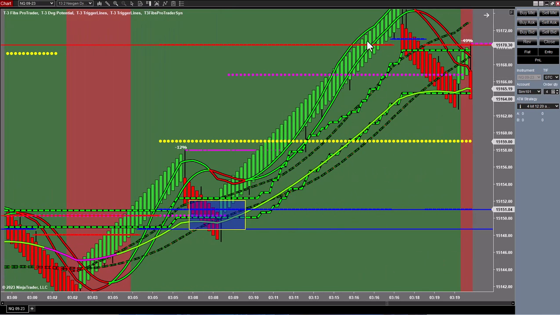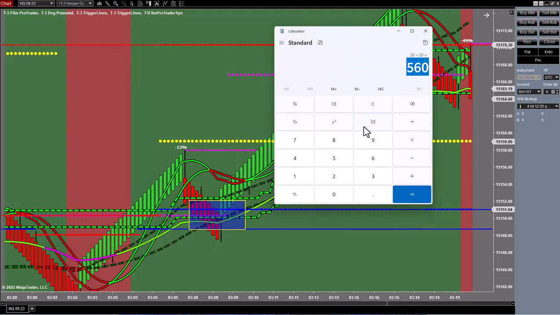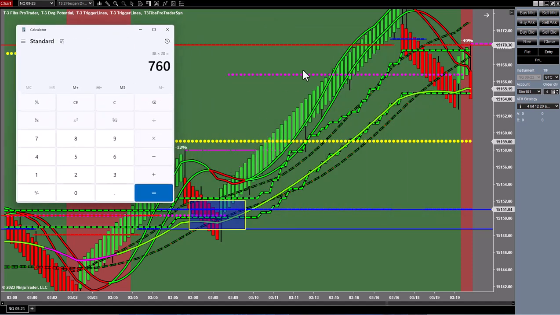We made it to the resistance. So look, from, let's just call it 52 or 51 up to 70, you're looking at 19 points now. So 19 points times 2 contracts times 20 bucks. That's $760 from here to here.